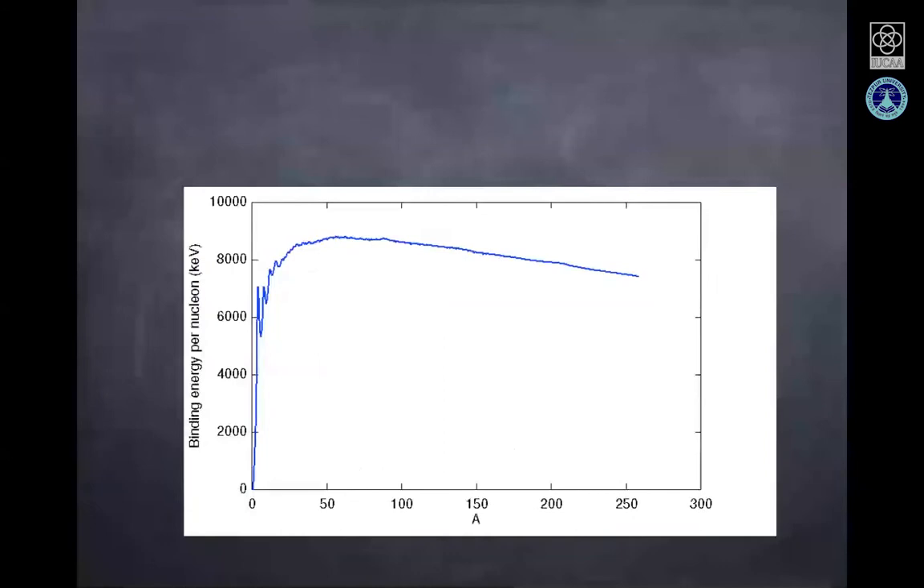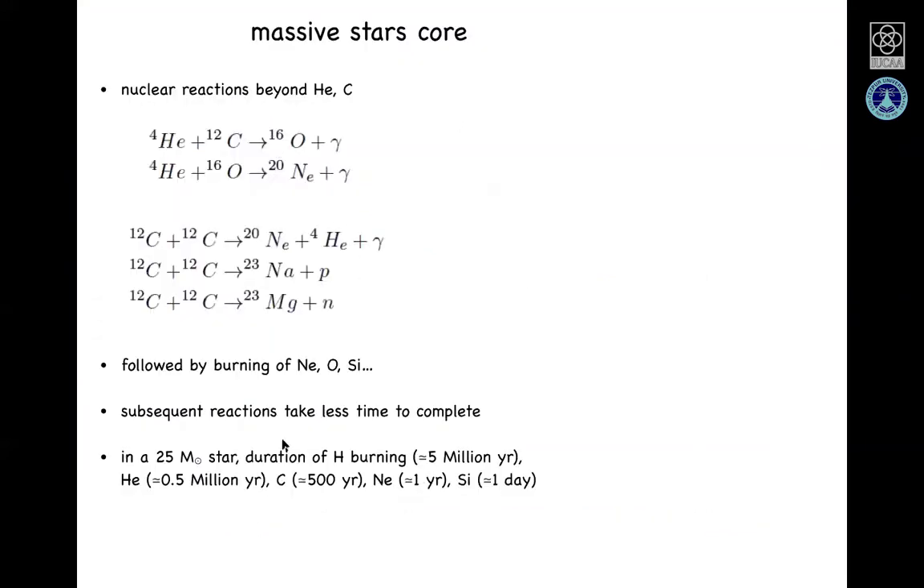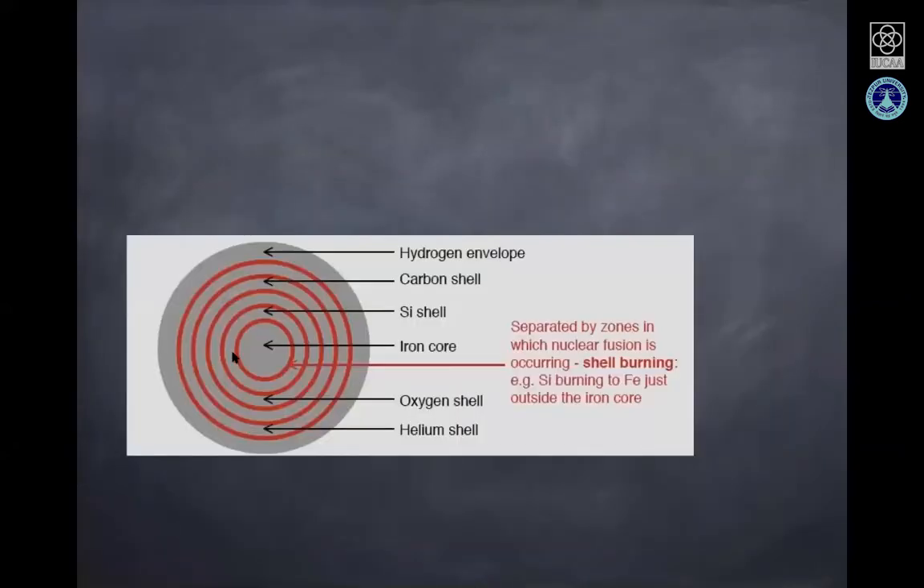And so this is the binding energy per nucleon curve, and this is where iron is, which is the most stable element, and so it stops. This can go on till about the whole core becomes iron, right? After that, it's going to stop. Now, at that point, what happens?